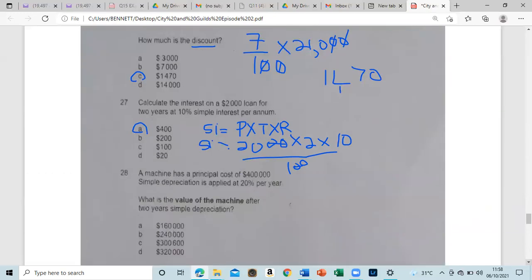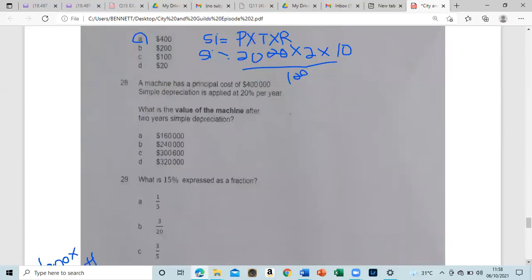I think I'm going to disagree with this one. Every year they put one like this, and me and them never can agree. A machine has a principal cost of 400,000. Simple depreciation is applied at 20% per year. What is the value of the machine after 2 years?